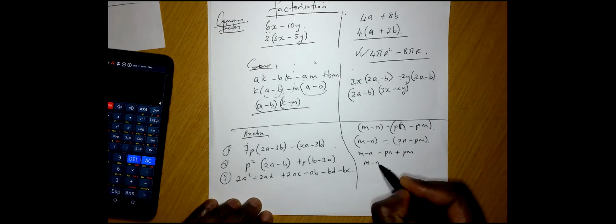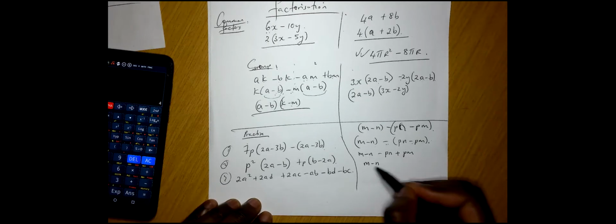Now what are we going to do? What must we factor out here? Because p is common here. P is common. So what must we have here? It's going to be m minus n. Then here there's nothing that can be factored out, so we can just say 1. So it's going to be 1. Let's just factor it out like that. So it's going to be easy.